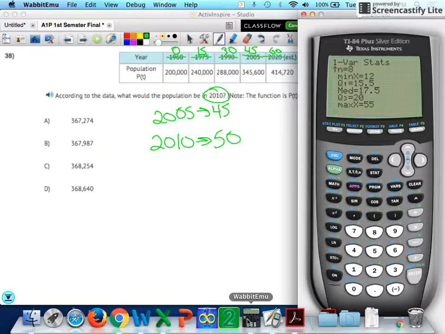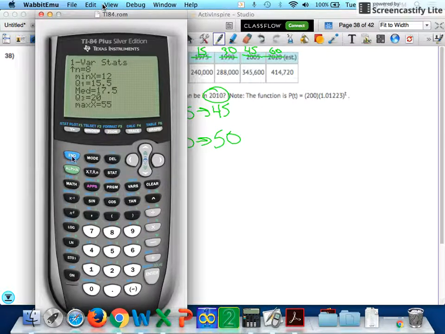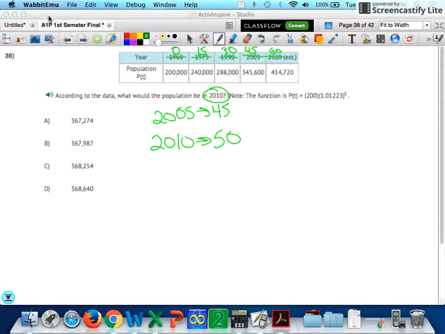So we hop over in our calculator and we use their equation. We've got 200 times 1.01223. Raise it to the 50th power. And we see we get 367.274. That corresponds to that correct answer of 367,274 people.